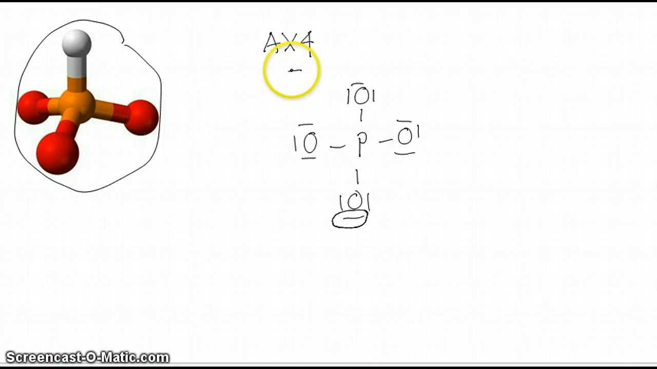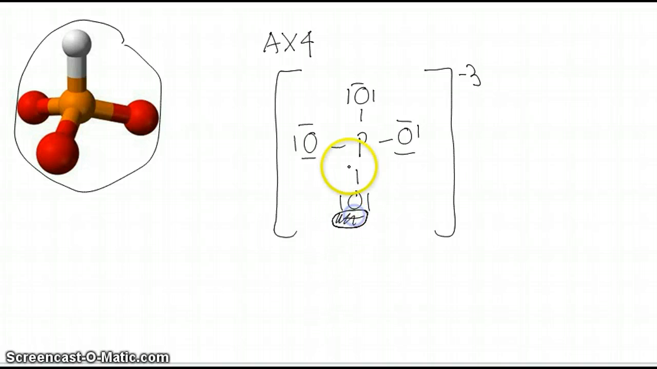First though, we have to put it in brackets because it is an ion, and add the charge in the top right corner. So we take this octet away here and add it into a double bond. We can cancel this out. Now we want to find the formal charge of this to prove that this number up here is correct.